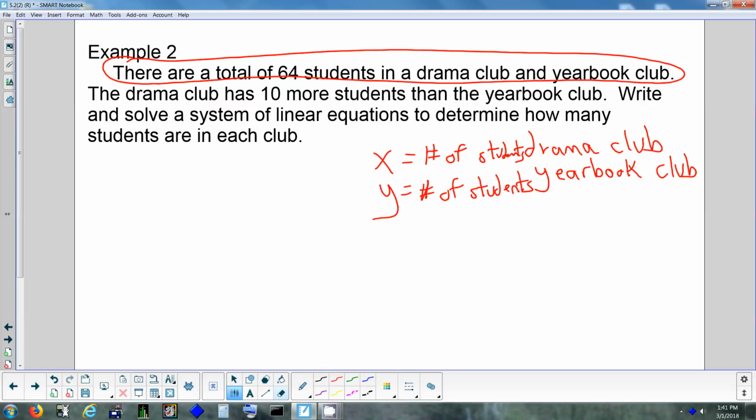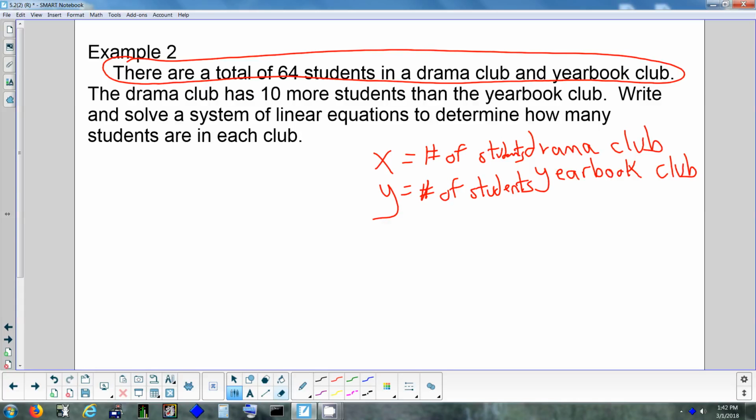So guys, you don't have to write all this down. You can go back and get it afterwards. I'm telling you right now that X is going to be the number of students in the drama club, and Y will be the number of students in the yearbook club. And for equation 1, we have 64 total.